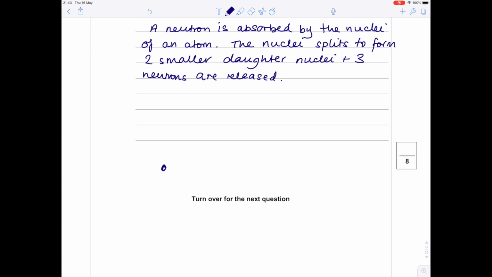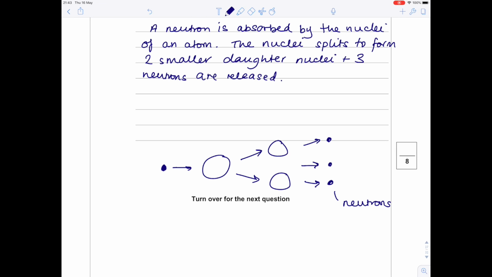So if we were to take a little picture, here's our neutron colliding with that parent nuclei, which splits into 2 smaller daughter nuclei, and 2 to 3 neutrons are released. And remember, if they go and collide with more nuclei, then a chain reaction can be set up.